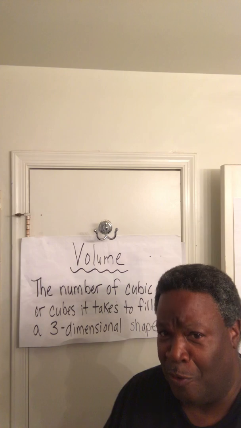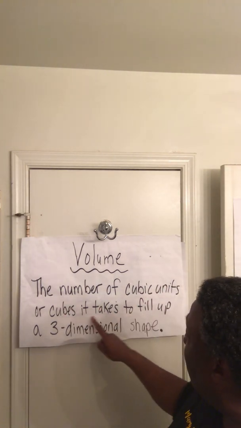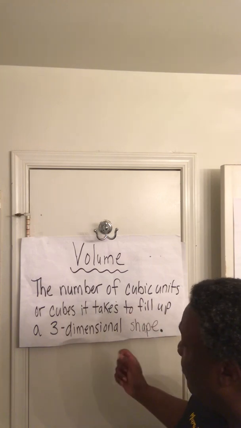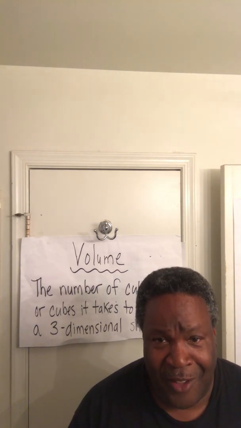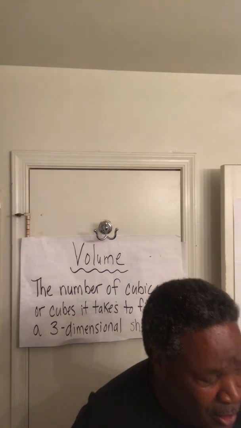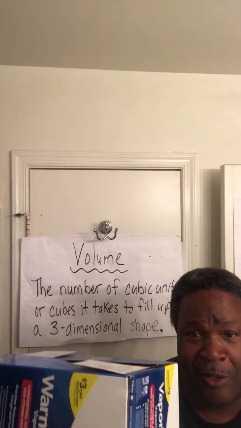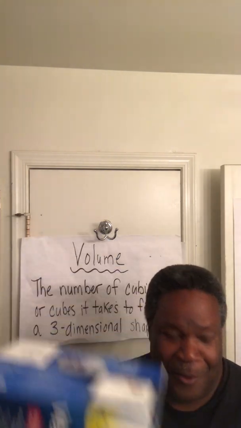Last week we focused on volume and we found out that volume is the number of cubic units or cubes it takes to fill up a three-dimensional shape. And we also discussed that as we explore volume, we're going to be using a rectangular prism as our three-dimensional shape. A rectangular prism or box is three-dimensional because it has three dimensions. It has length, it has width, and it also has height.